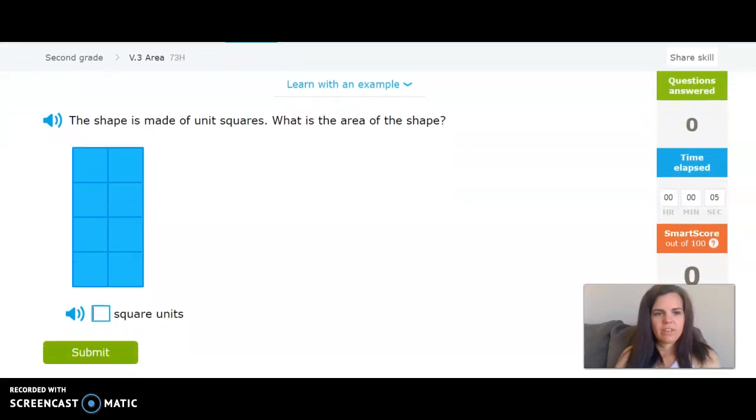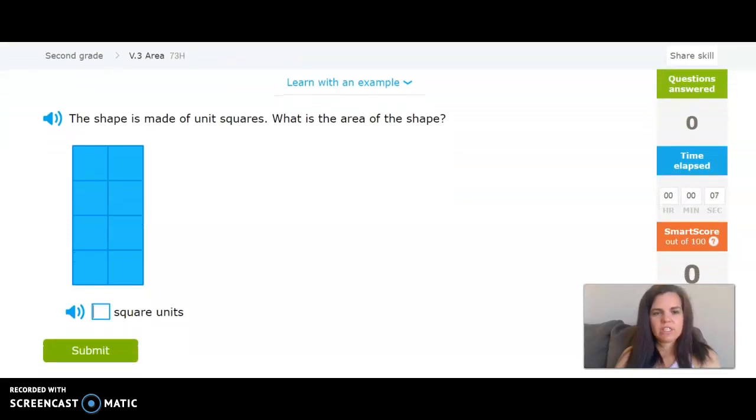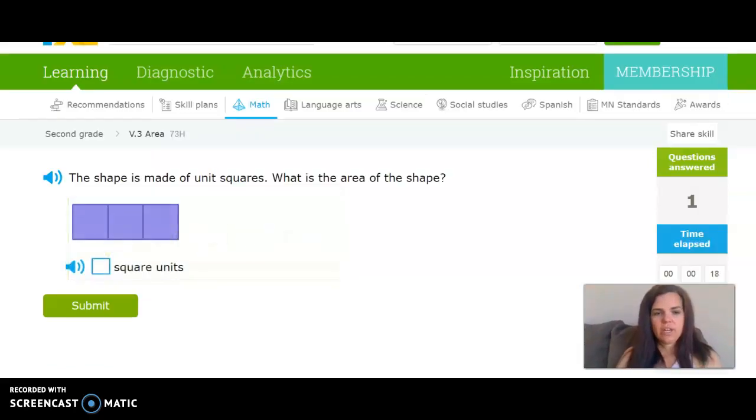If I look at V3, it says the shape is made out of unit squares. What is the area of the shape? Well, 2, 4, 6, 8. I can count by twos because they're in rows of twos. It is 8 square units.